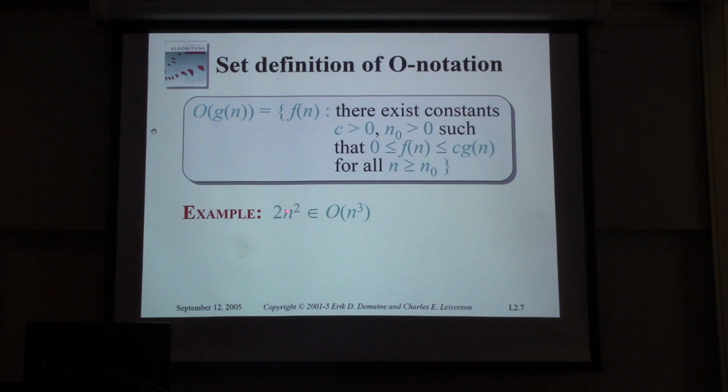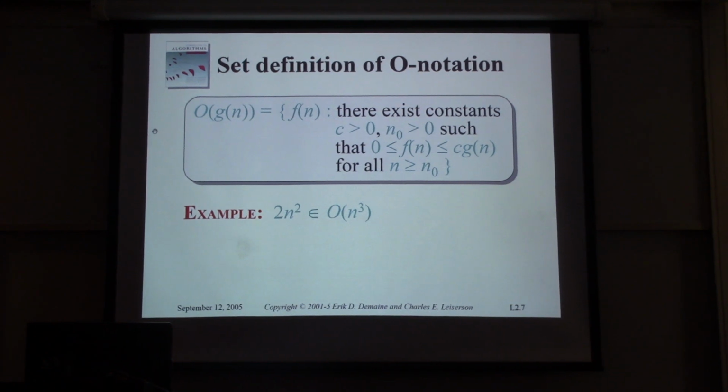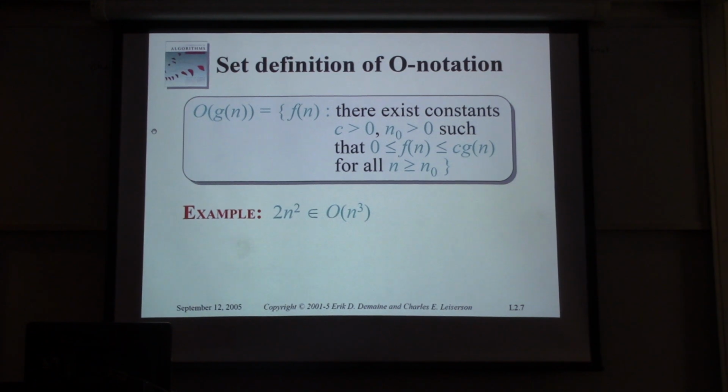How about 2n cubed? Is 2n cubed an element of big O of n cubed? Yes. For which constant? What would the constant have to be? The constant could be as low as 1. Oh, 2. Now I forgot my question. What was my question? 2n cubed, is it an element of O of n cubed? Yes. What would the constant have to be?